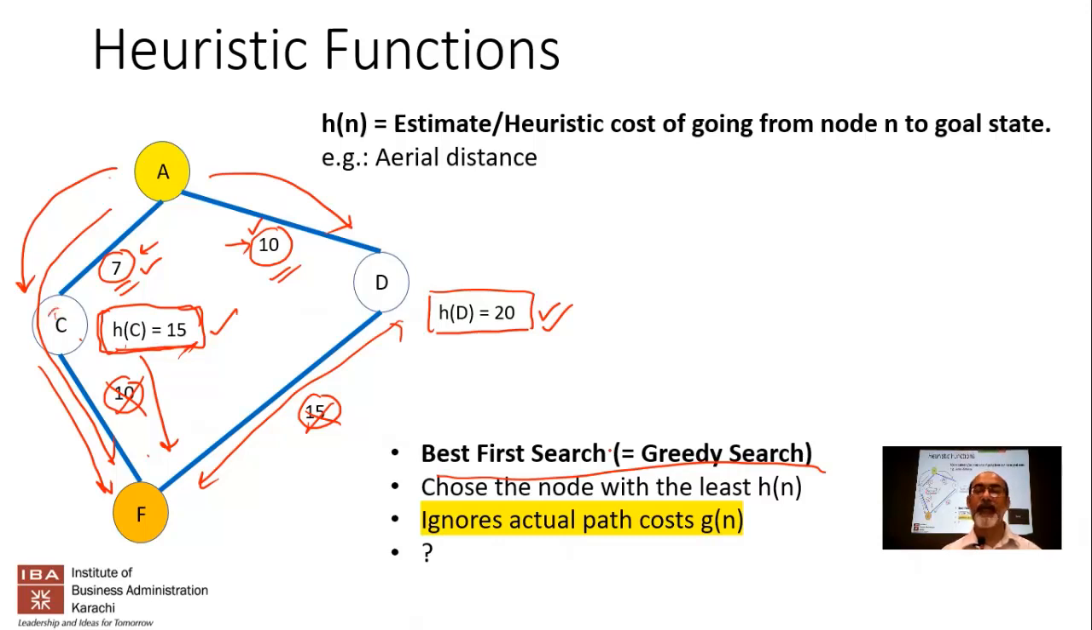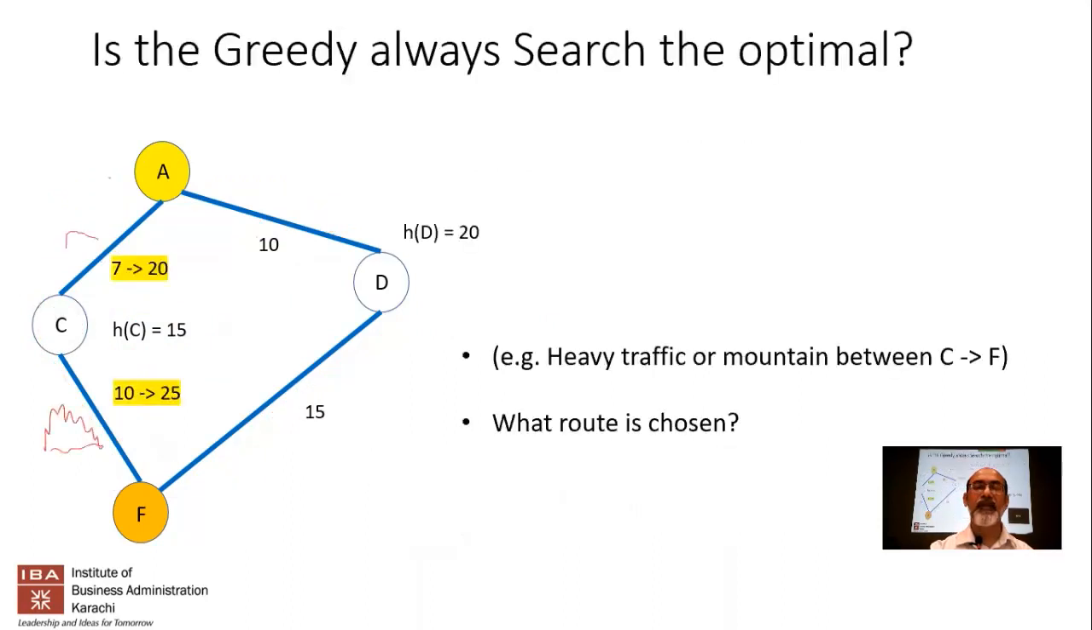So it's saying that I'm going to simply choose the node with the least h of n. I'm not even going to look at the costs. Okay, I'm being greedy. So I'm going to simply choose C, but do you think C is the best choice, looking at the overall thing? Well, the total cost getting here will be 17, and the total cost over here will be 25. So it seems good. But the question is, will this always be the best?